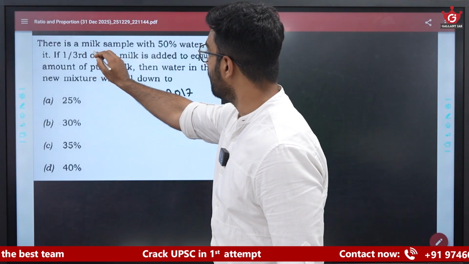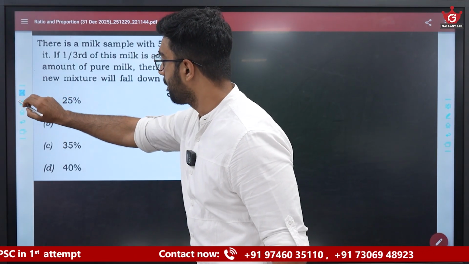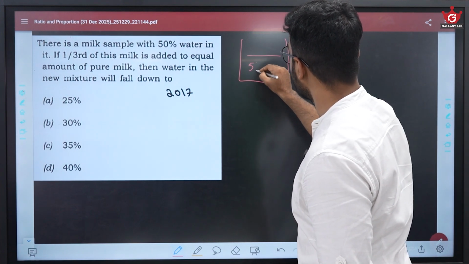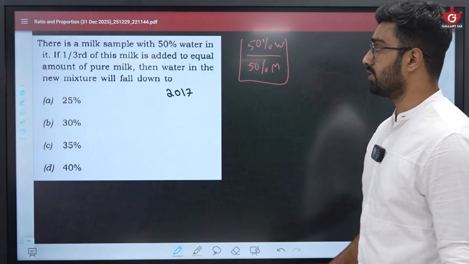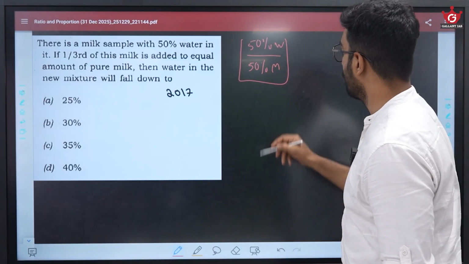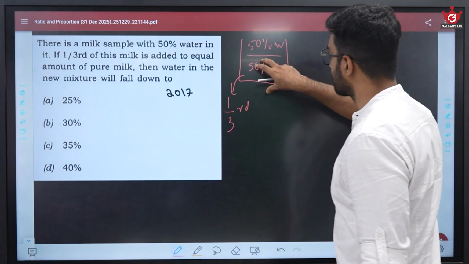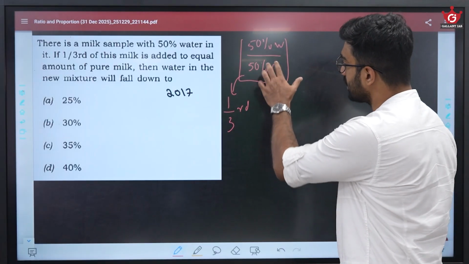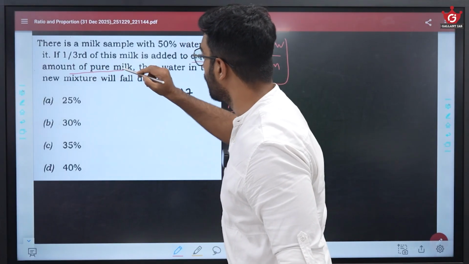First of all, there is a milk sample with 50% water in it. So we have a sample with 50% milk and 50% water. Now 1/3 of this mixture, which is 50% milk and 50% water, is added to an equal amount of pure milk.